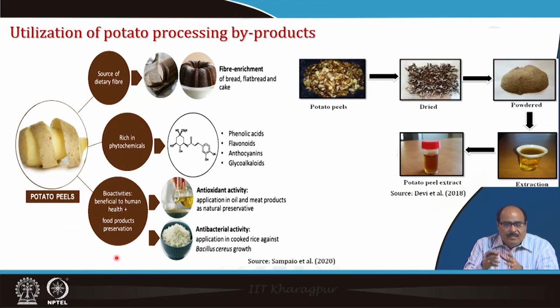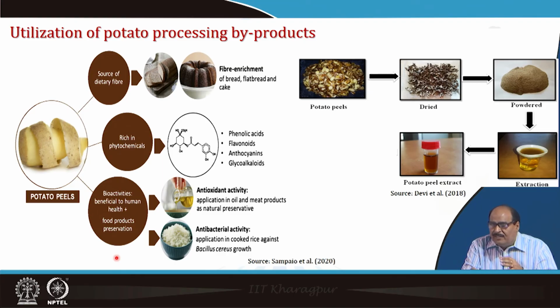Okay. Here is a schematic of the utilization of potato processing byproduct, that is, when potato is processed for preparation of chips or other products. It gives the peel which we obtain. The peel may be a source of dietary fiber, it is rich in phytochemicals and various bioactives, beneficial to human health. Okay. So, those are the various products that can be further utilized, as discussed earlier.